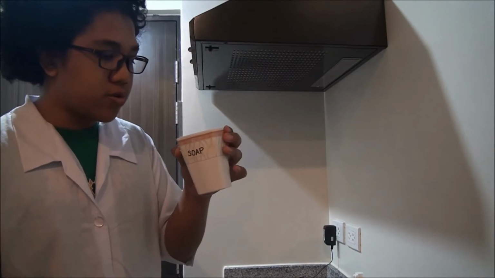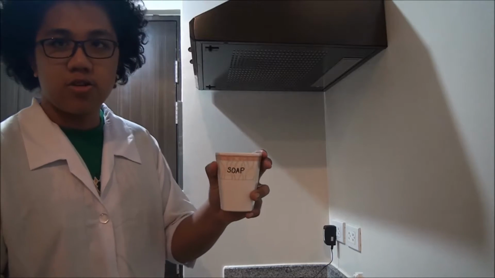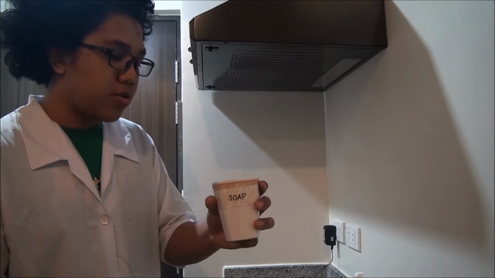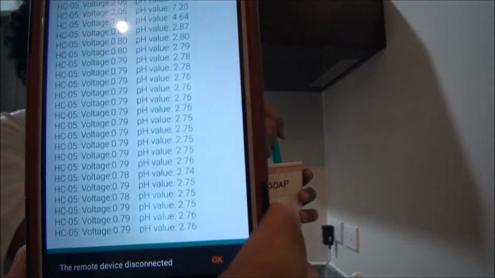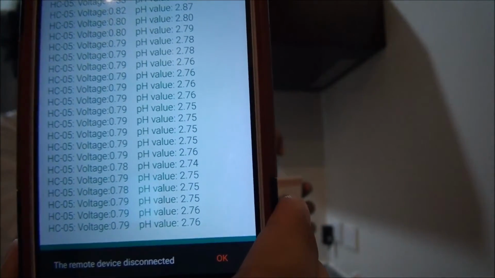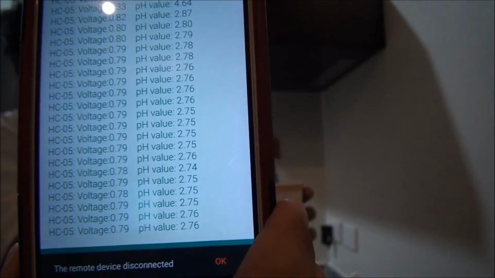We expect the soap solution to have a high pH value because this is basic. So, Mr. Soralio, I'm gonna dip it here and let's wait for it to stabilize. May I see your data?